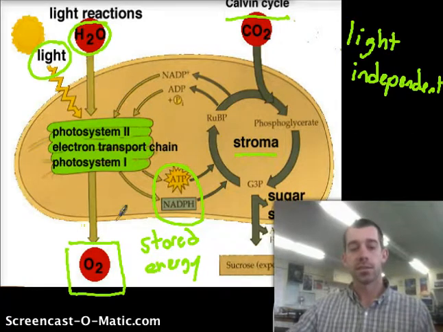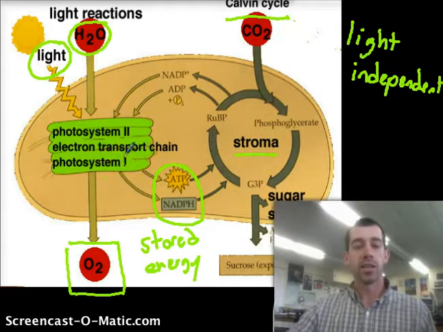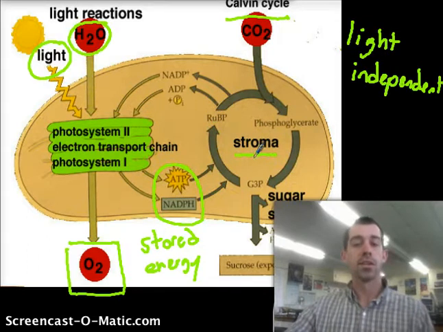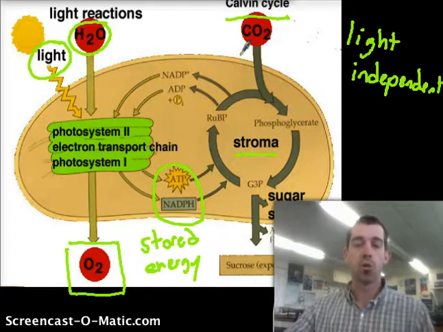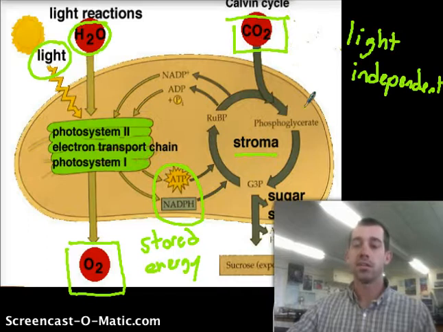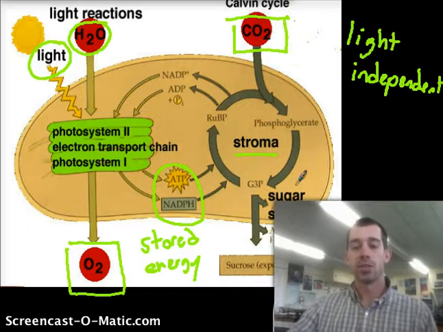This is a chloroplast, not a cell. This is the chloroplast. And chloroplasts have thylakoids right here, which is where the light reactions happen. And outside of the thylakoids is this extra space called the stroma. That's where the light-independent reactions happen. And as you can see, the overall process is that we're going to be taking carbon dioxide, CO2, and we're going to be turning it into sugar.